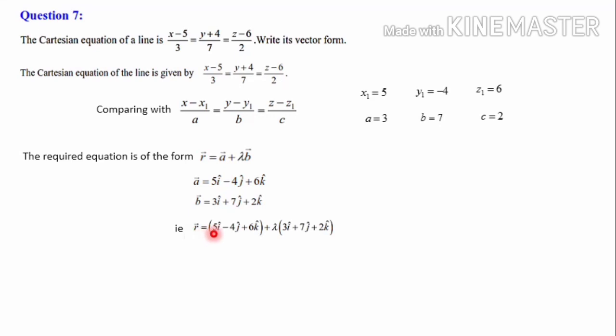Vector r is equal to a, which is 5i minus 4j plus 6k, plus lambda into vector b. Vector b is 3i plus 7j plus 2k. So r is equal to 5i minus 4j plus 6k plus lambda into 3i plus 7j plus 2k. That is the required vector form of the given equation. Next we shall discuss question number 8.